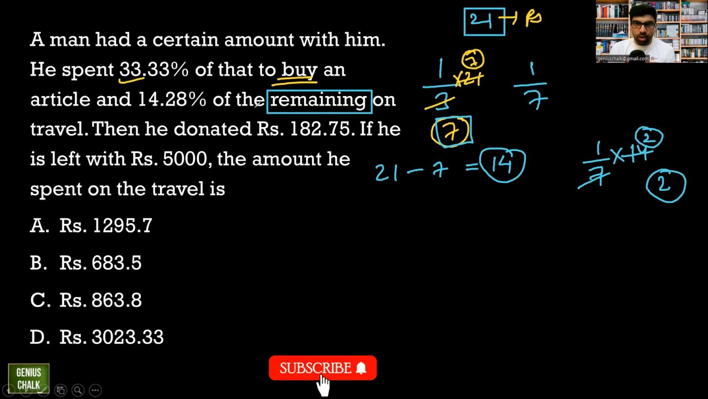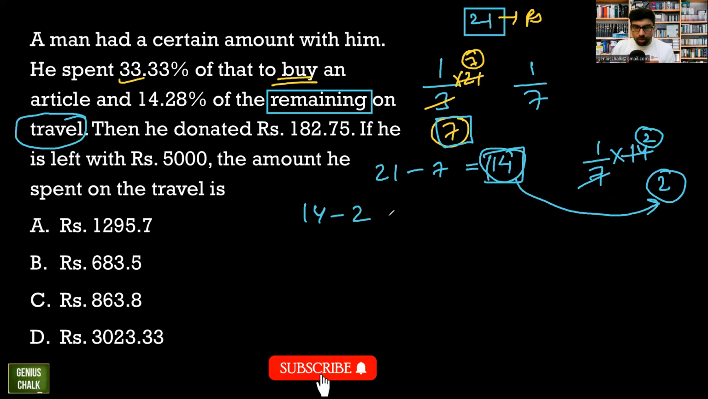That means 2 is the value that I have got. So 2 units, or you can say 2 rupees, he is using to travel. So from 14, 2 rupees have also gone. That means I am left with 12. I hope this part is also very clear.